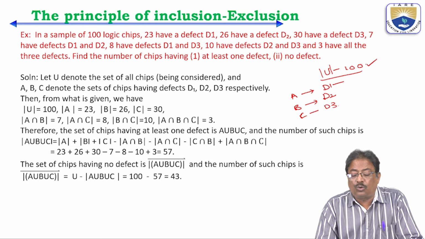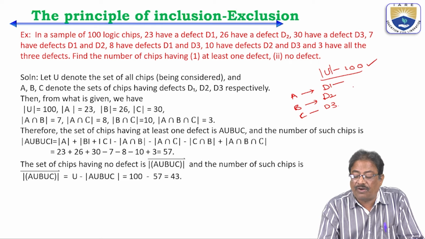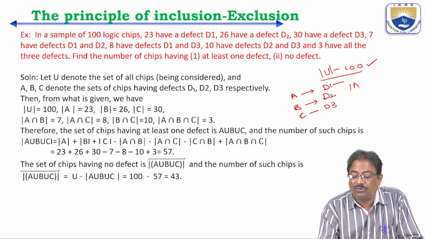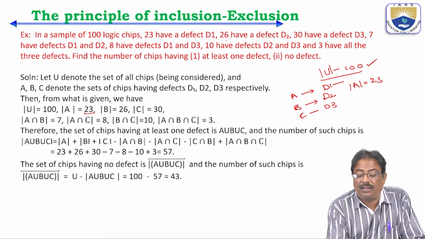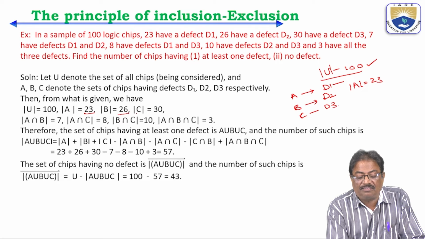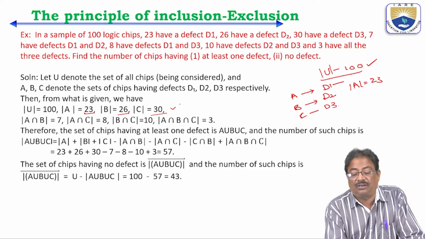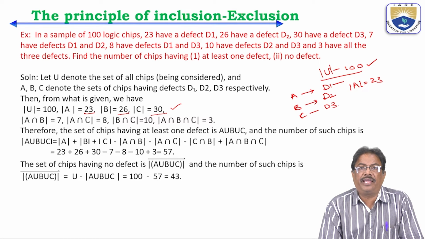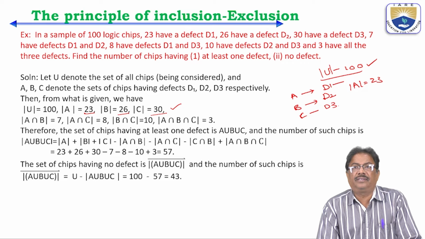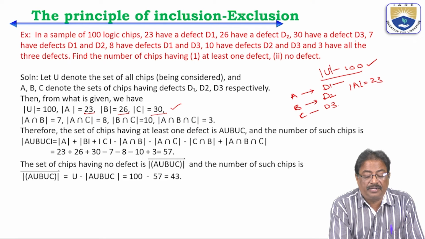Then it is given that the whole sample of chips is 100. In that, 23 have defect D1. So the cardinality of A is equal to 23. Similarly, the cardinality of B is 26, and the cardinality of C is equal to 30. So it is mentioned in the problem itself. And 8 have defects D1 and D3, 7 have defects D1 and D2.